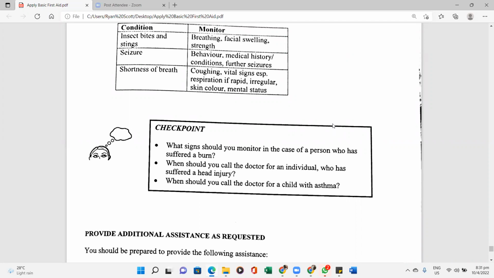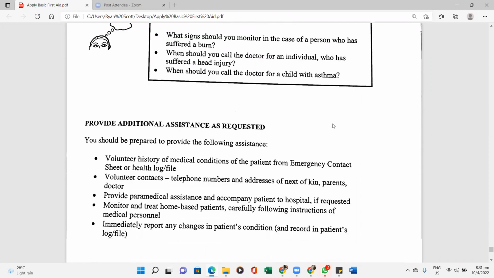Those are the things that you monitor. So while you're treating the person, while you're waiting to see if the person will deteriorate, these are the things that you check for. You check the breathing, you see if they're getting facial swelling and if there's a decrease in strength. And then for seizures, you check if there are any further seizures, and you check their behavior. And for shortness of breath, you check for coughing, you check the vital signs, the respiratory rate to see if it's rapid, and the skin color, and if their mental state is abnormal.